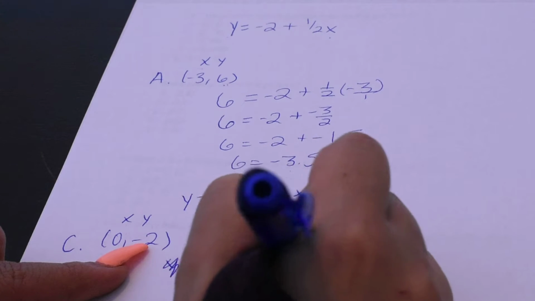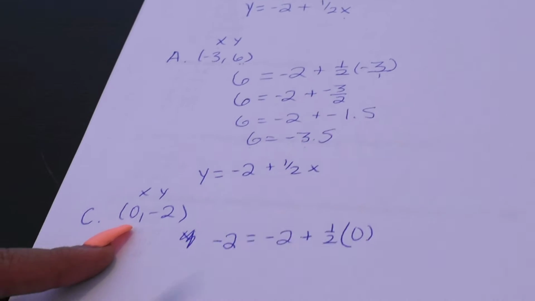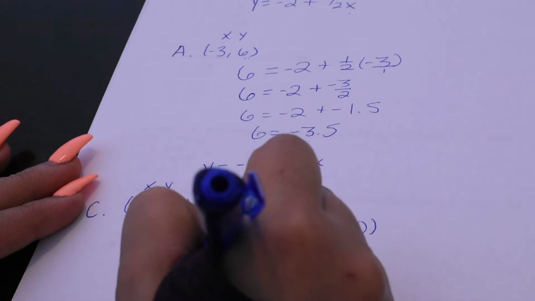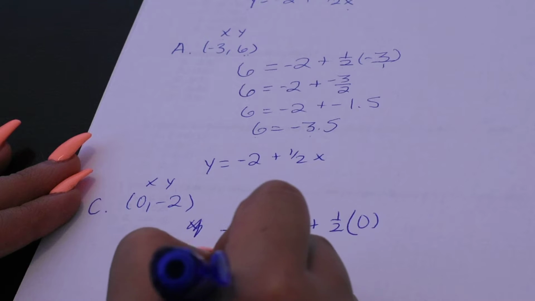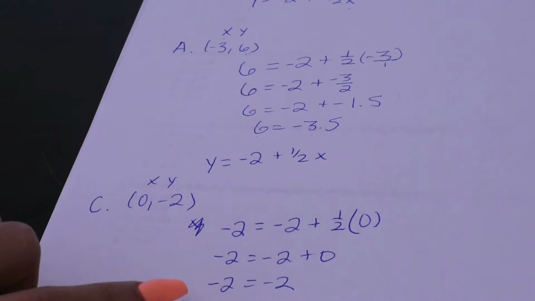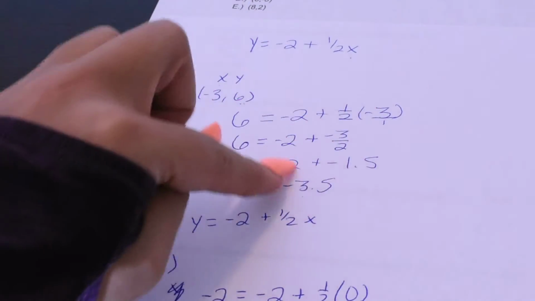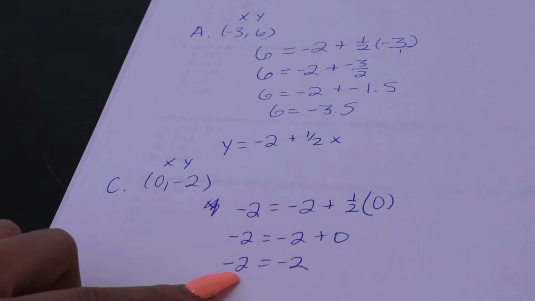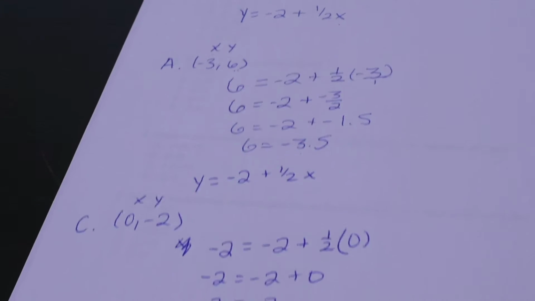Equals negative 2 plus 1/2. My x is 0, so I'll plug in 0 for x, and I put it in parentheses. Side by side means multiply. Negative 2 equals negative 2 plus 0, so that means negative 2 equals negative 2. Notice that on my y side, I don't have to do anything because I don't have any operations. I'm using PEMDAS, so parentheses first. Negative 2 does equal negative 2, so it is on my line. And you can do the same thing with B, D, and E.